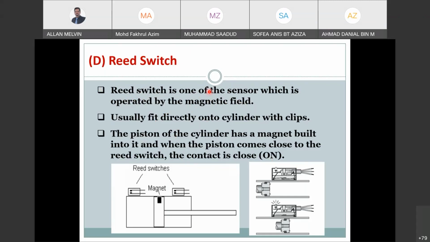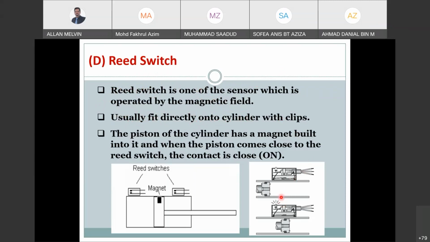Okay, tadi mula-mula detect material. Detect metal, tapi cannot be used in a magnetic field. The second type, dia detect the high density object, but dia ada kekangan dia. So reed switch is invented so that you can use the switch in the magnetic field. Okay, so to solve the problem of magnetic field interference, you engineers come up with a reed switch. A reed switch can be used in a magnetic field. Okay, usually fit directly onto cylinder with clips.